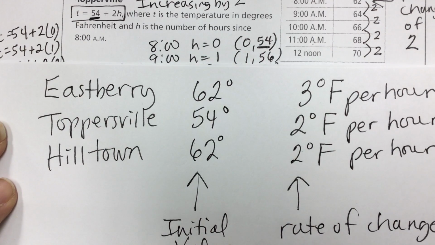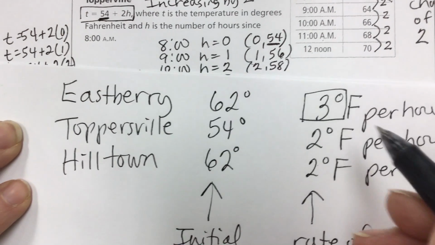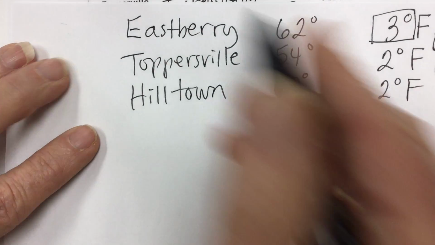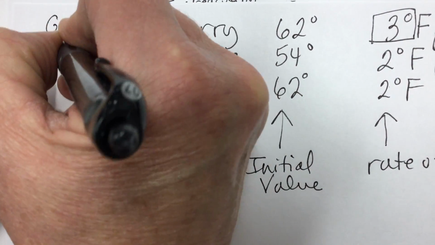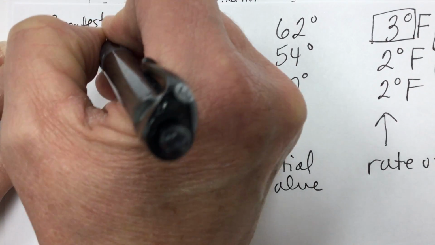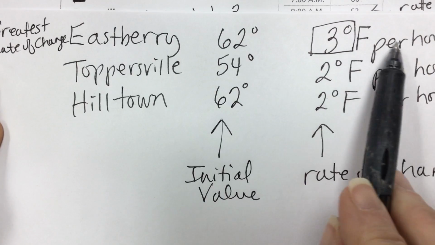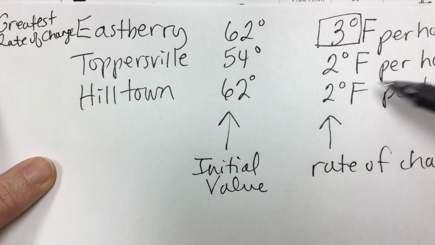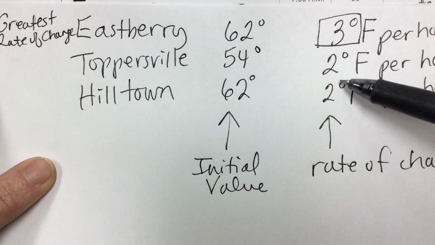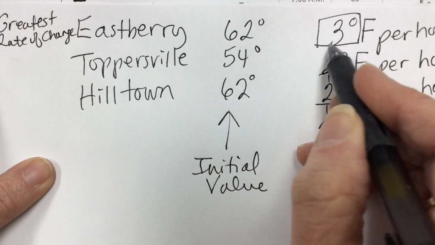So which one had the greatest rate of change? It would be Eastbury. Eastbury had the greatest rate of change. I'm going to write that to the side. It had the greatest rate of change because its rate of change was 3 degrees per hour. Toppersville and Hilltown had the same rate of change, which was 2. You can look at that as 2 over 1 if you want to. 2 over 1, 3 over 1.